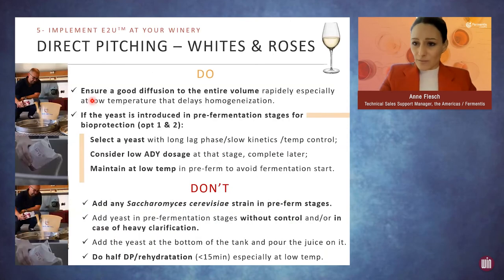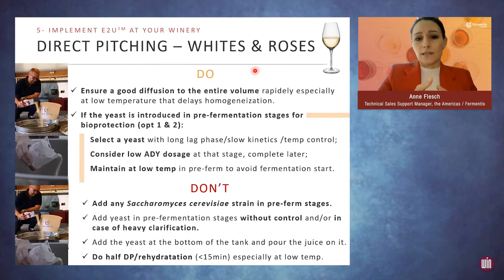We have some same recommendations for the red wine, but it's especially true that you want to homogenize the yeast to the entire volume very quickly, especially when you are at low temperature in a tank, because really the low temperature physically delays the homogenization of your tank. So if you can help with a good homogenization at the beginning, it really helps.